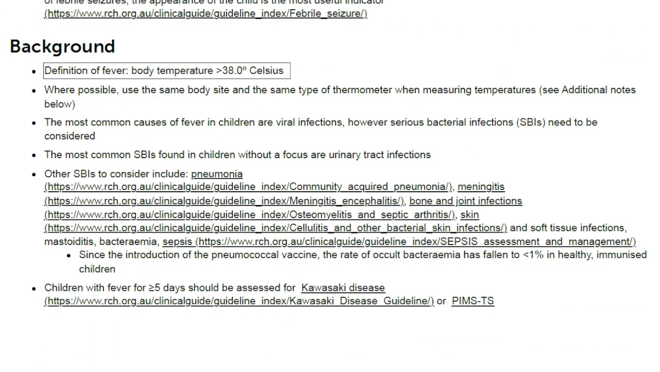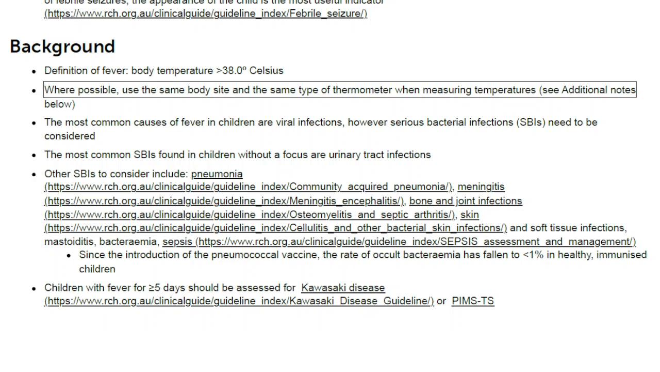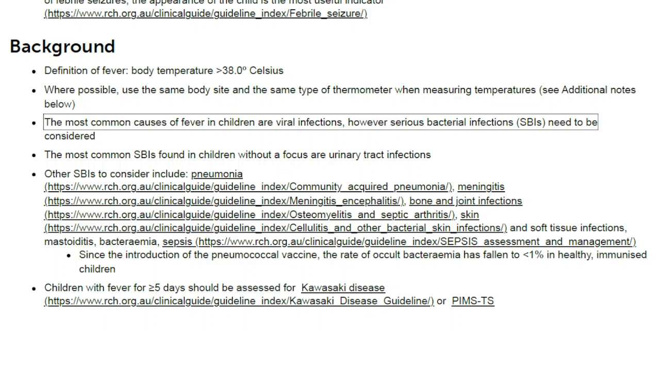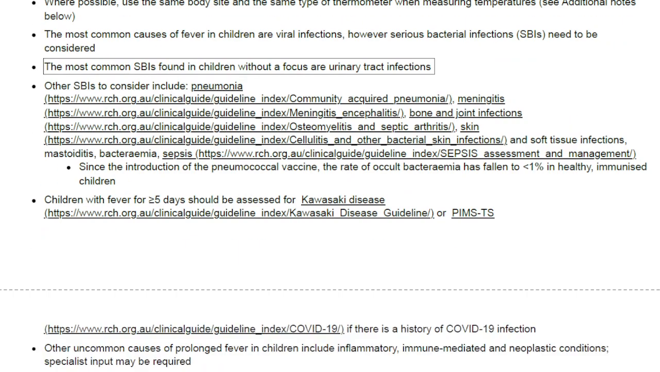Background. Definition of fever: body temperature greater than 38.0 degrees Celsius. Where possible, use the same body site and the same type of thermometer when measuring temperatures. See additional notes below. The most common causes of fever in children are viral infections. However, serious bacterial infections, SBIs, need to be considered. The most common SBIs found in children without a focus are urinary tract infections.